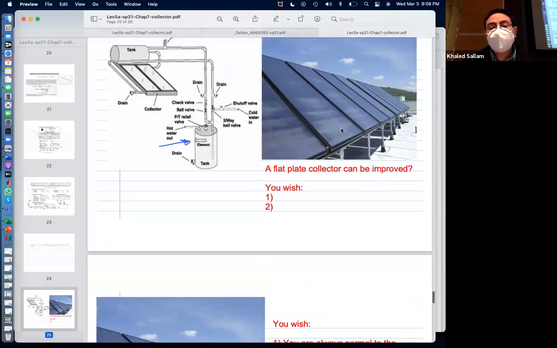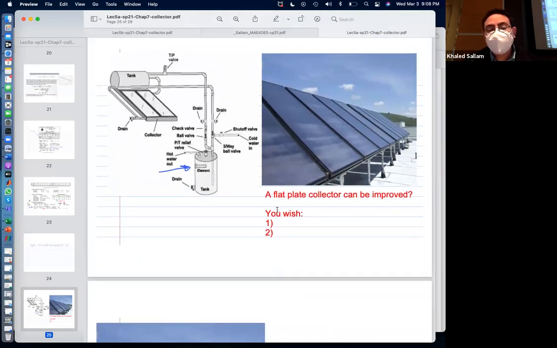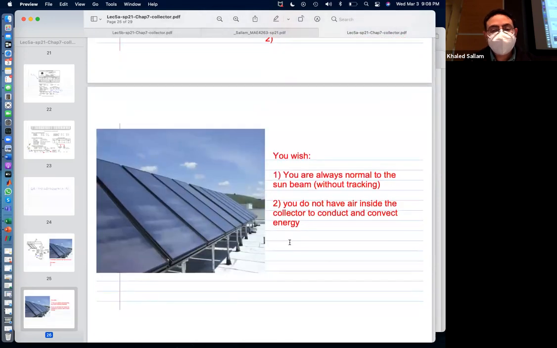So those designs are good, but I'm saying that people would wish for a little bit more. How can you make that even better? What would you wish for? You want to have some kind of tracking system so that you're always normal to the sun. That would be nice, right? And also you don't want heat transfer between the hot plate and the outside. So maybe instead of air, if we fill it with vacuum, that would be nice.